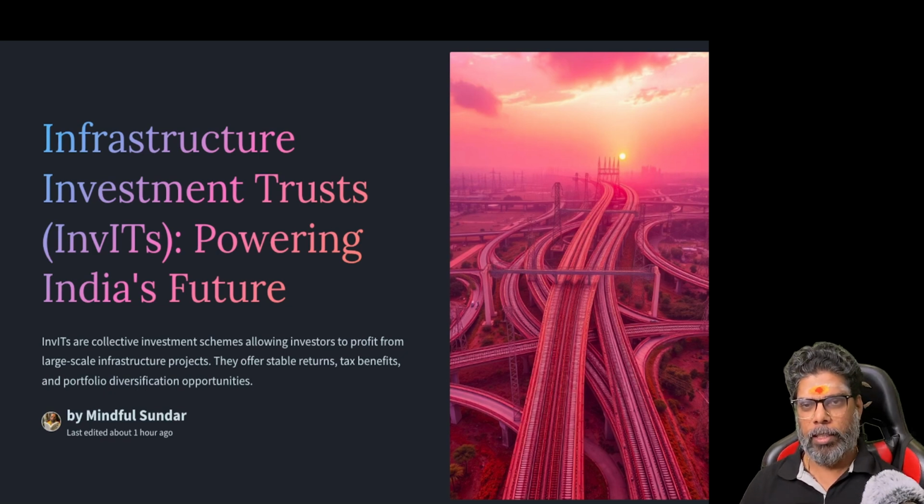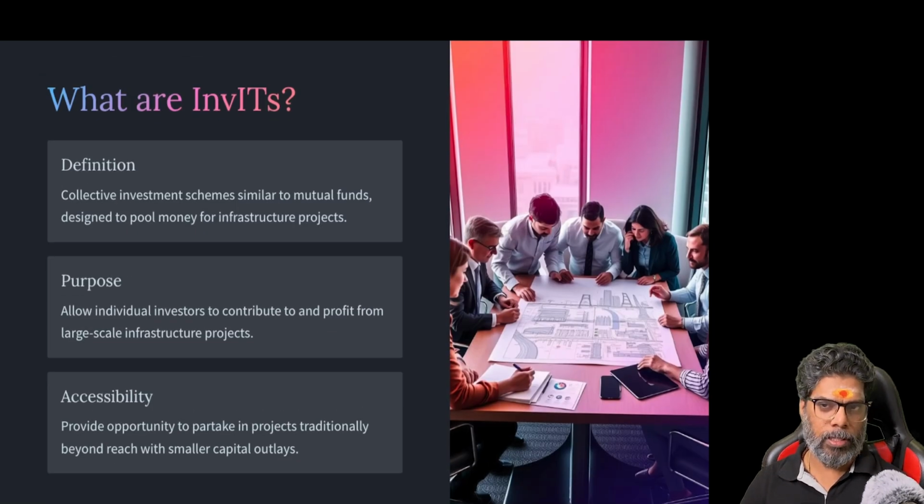Let's get into that. First of all, what does InvIT mean? The InvIT's full form is Infrastructure Investment Trust. Everything is on a trust basis. A governing body is built, like a non-banking finance kind of sector body, and that body is mainly to give financial support to the entire projects that are handled or supported. So let's first understand what InvITs are.